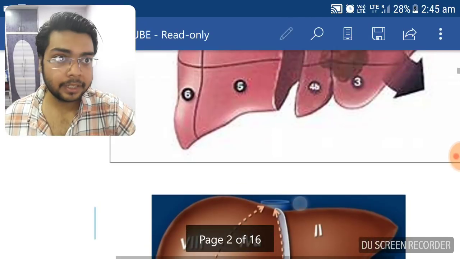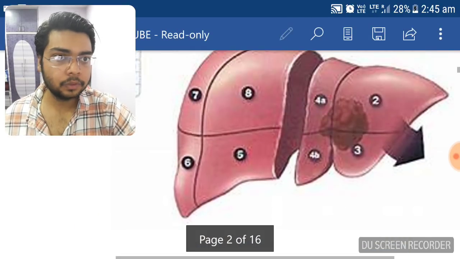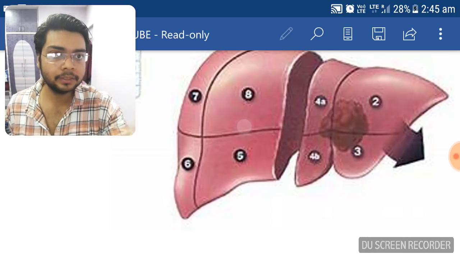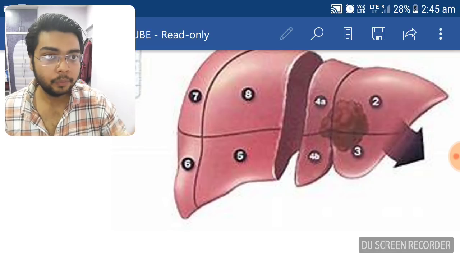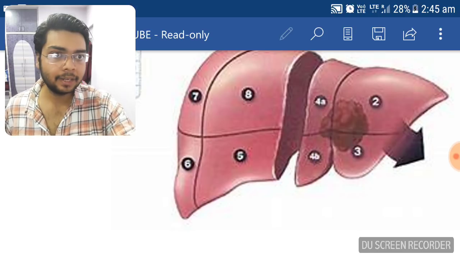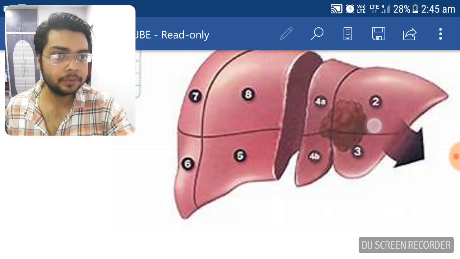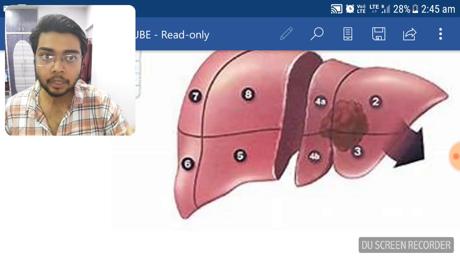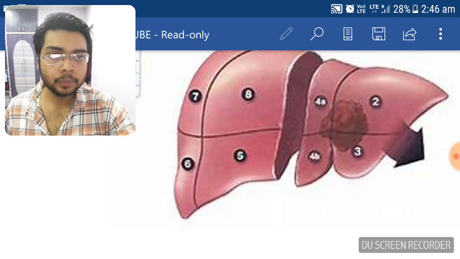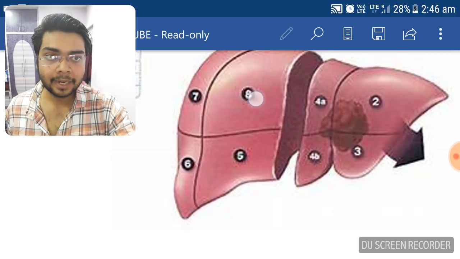Another thing they can ask is about the lobes. If you see the medial and lateral, this is the left lobe and this is the right lobe. If I ask which segments are left lateral, left lateral will be 2 and 3. This horizontal plane is formed by the portal vein. So 2 and 3 are the left lateral lobes, 4A and 4B are the left medial lobes. This one is the right lobe, and right medial is 5 and 8.